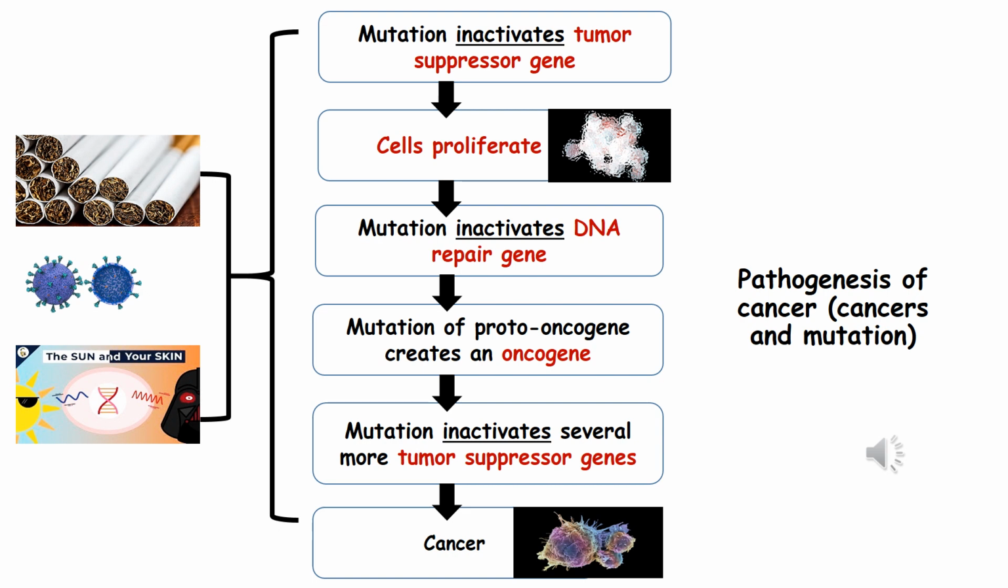Then there will be mutation of proto-oncogene. So when these genes are altered in certain ways, they may become cancer causing agents, or you can say oncogene. And these oncogenes allow the cells to grow and survive in an uncontrolled manner, thus causing the cells to proliferate and cause cancer.